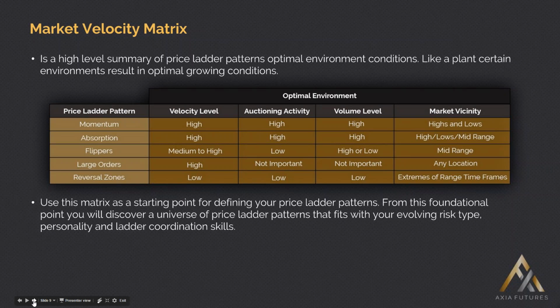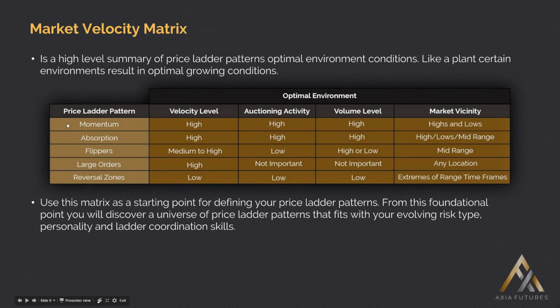Okay, this is just a market velocity matrix that we use amongst the traders. Just something that I've created for your various types of price ladder patterns: your momentum, your absorption, your flippers, your large order, your reversal zones. And it's really nice, the brain always works really well when you start creating a templated matrix. When you have that templated matrix in your head, you really start putting your brain in certain compartments, where you can place various types of price ladder patterns in your internal conscious matrix.